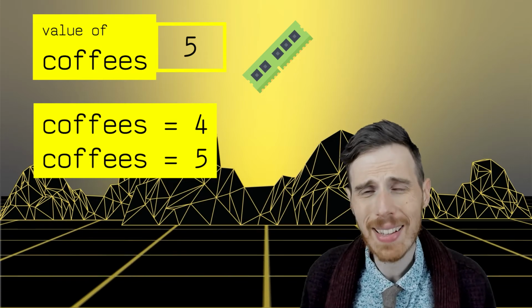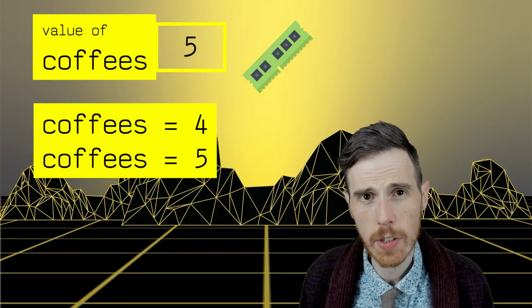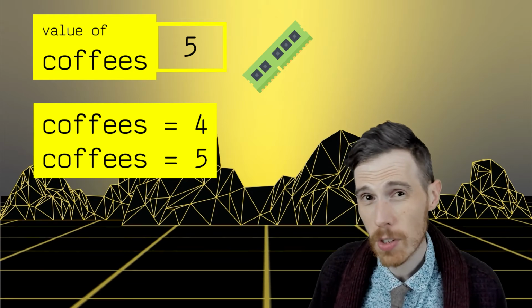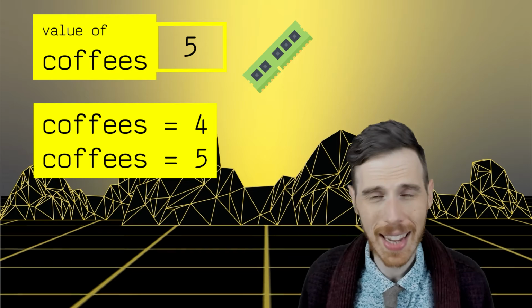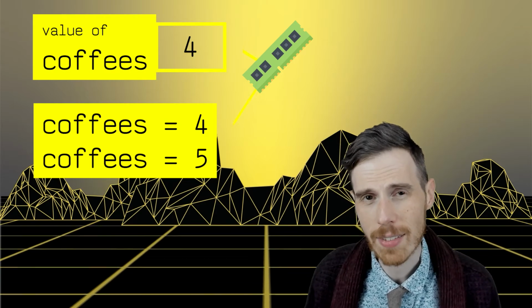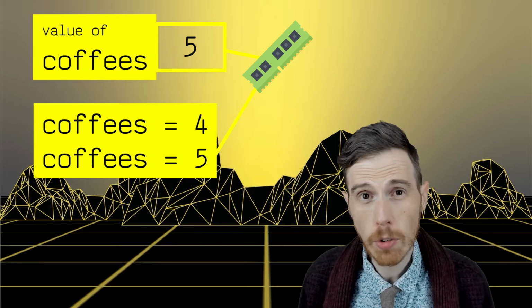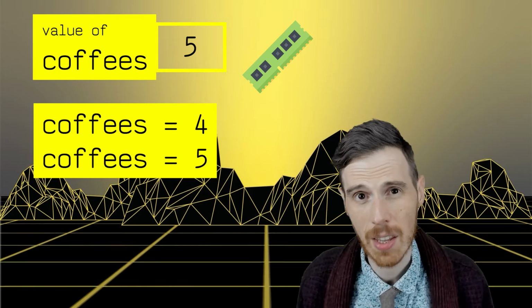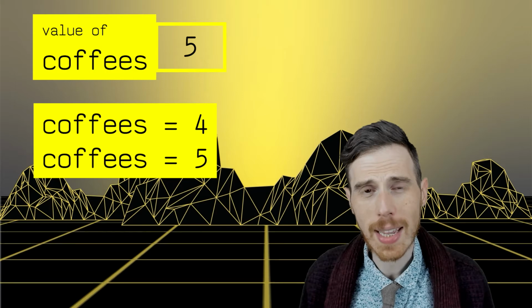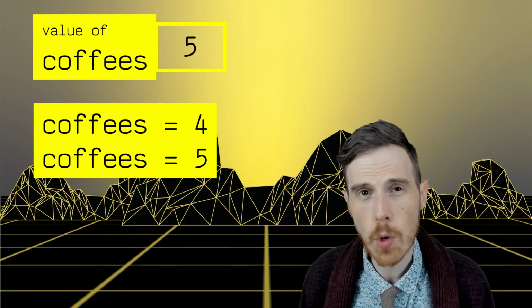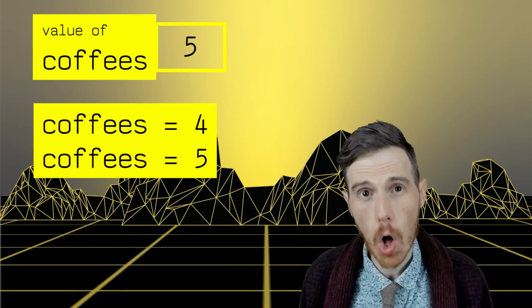But a program is essentially just a list of instructions. And as a list of instructions, if we read these two lines together, we read them as coffees gets 4, coffees gets 5. In order, those two instructions make complete sense in programming. In fact, all they're really doing is just recontextualizing the value of the container that we call coffees.